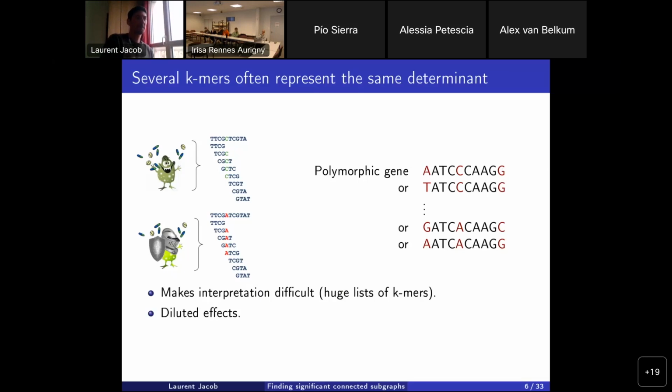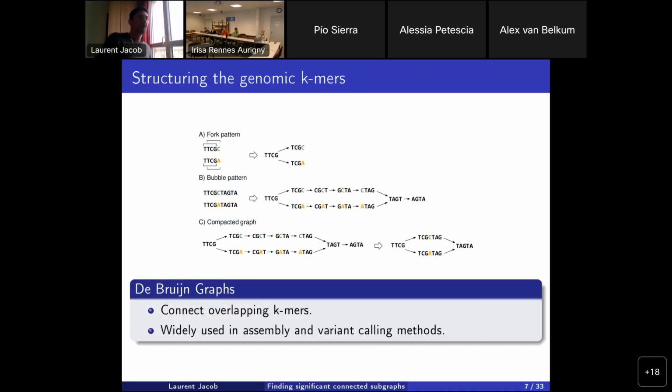There's a huge list of k-mers, and also, as I will discuss, it can dilute the effect and you lose some power when you test, because instead of having a single test representing the presence of the gene, for example, you have different samples containing different versions that will be considered as different variants. So a general approach that we've been taking to deal with this problem has been to use the de Bruijn graph to structure the genomic k-mers.